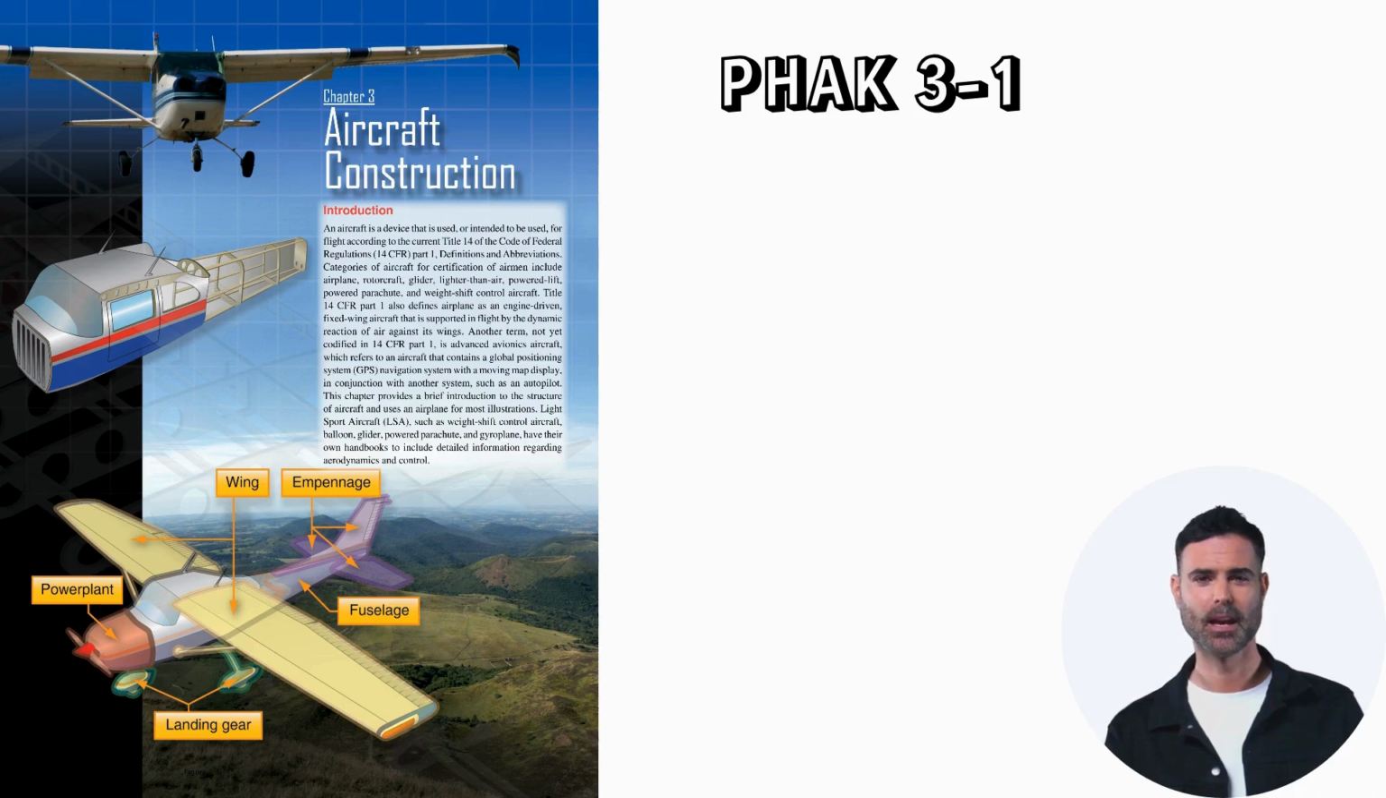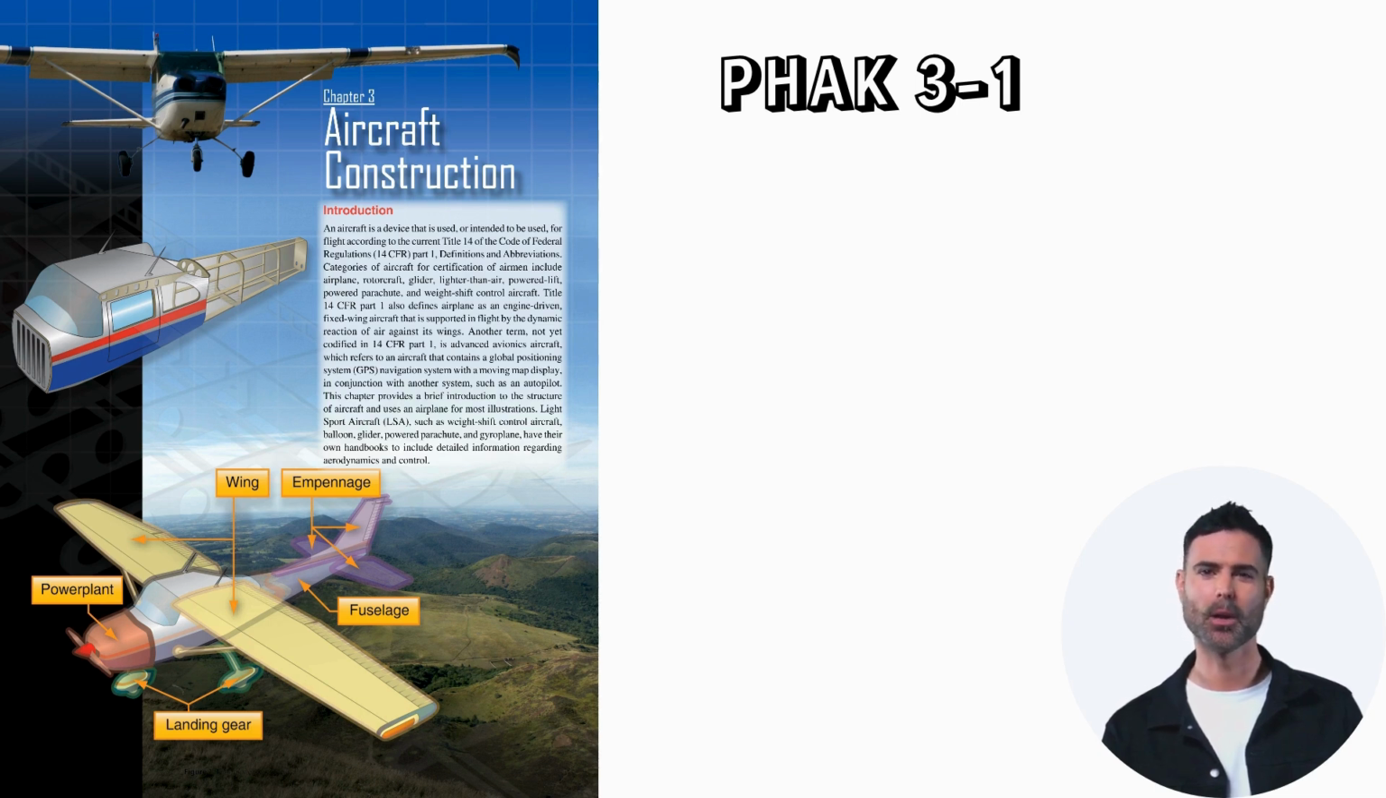Chapter 3, Aircraft Construction. Introduction. An aircraft is a device that is used, or intended to be used, for flight according to the current Title 14 of the Code of Federal Regulations, 14 CFR Part 1, Definitions and Abbreviations. Categories of aircraft for certification of airmen include airplane, rotorcraft, glider, lighter than air, powered lift, powered parachute, and weight shift control aircraft.